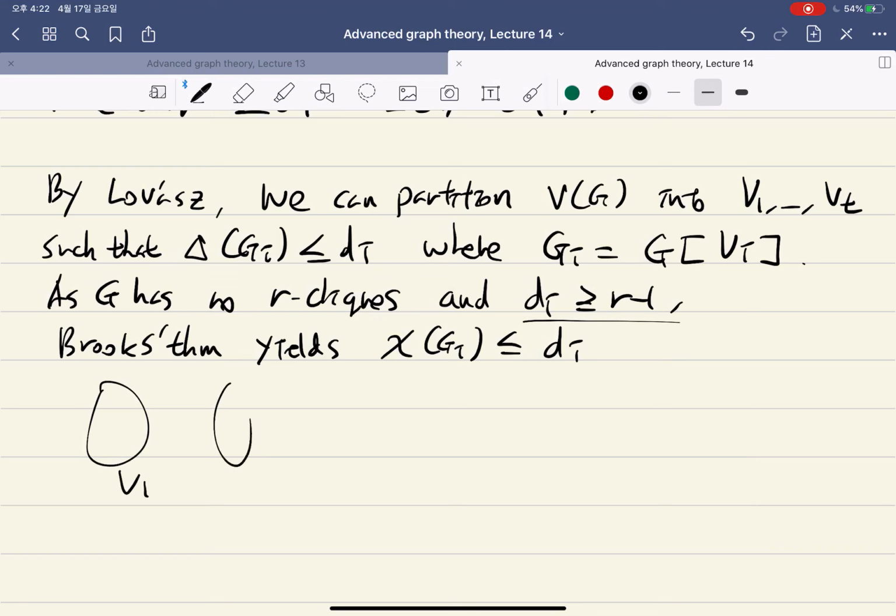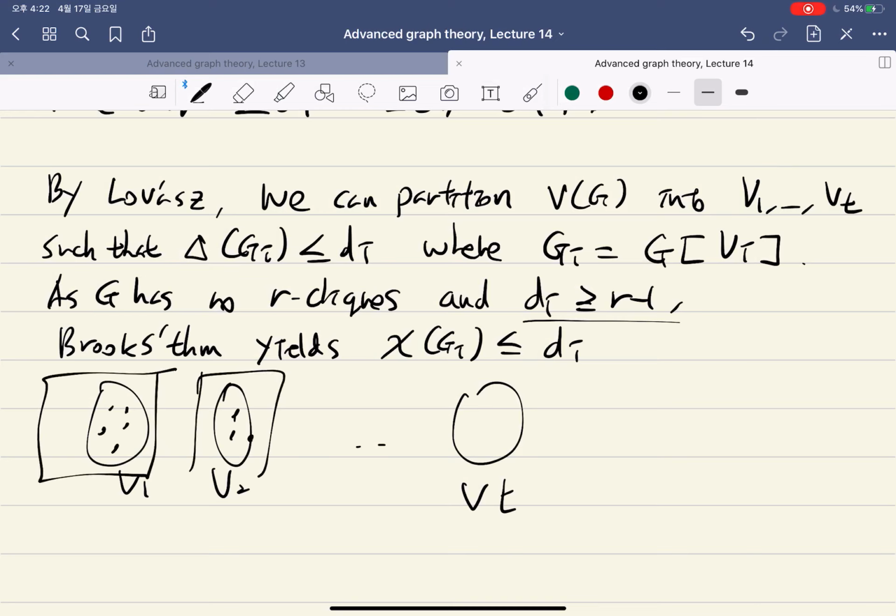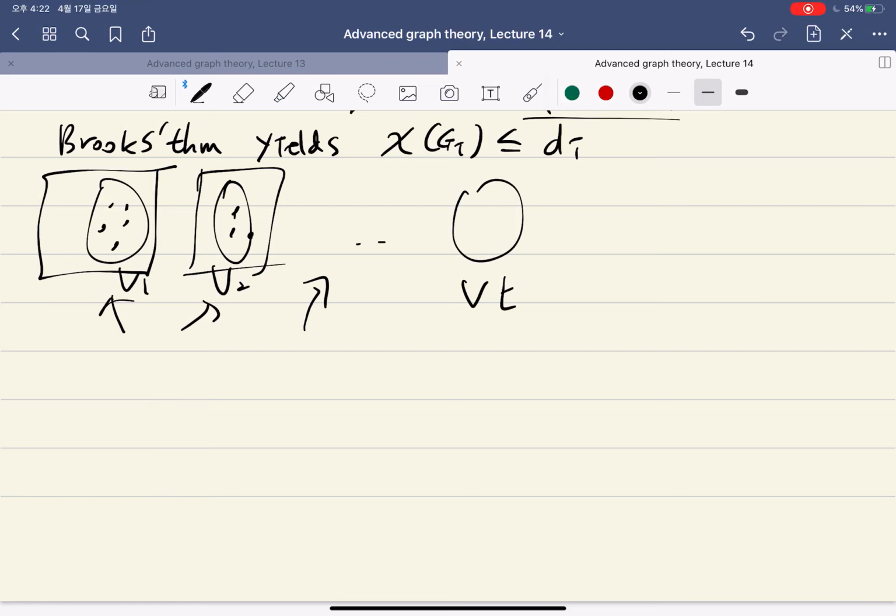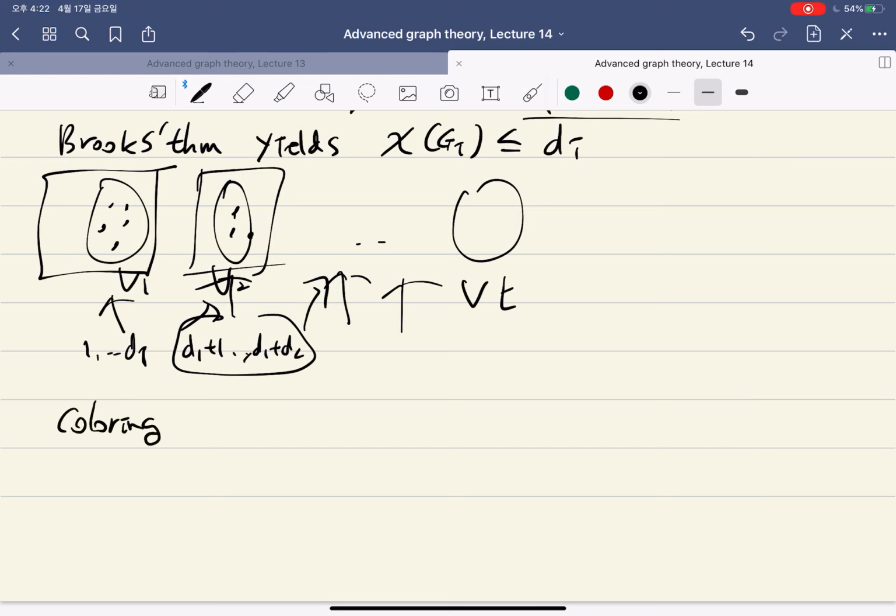So we have this V1, V2 to VT, and then we color this, and we color this. While doing that, we use some colors here, then we use totally different colors here. So we use a disjoint color set for each vertex set. So if we use 1 to D1 here, then we use D1 plus 1 to D1 plus D2 on V2, and then the next one. So we color the subgraphs with disjoint color sets.